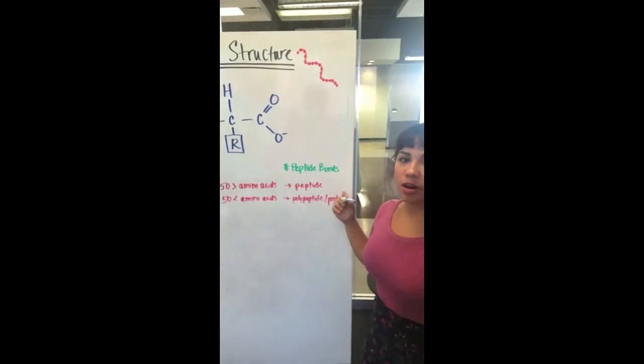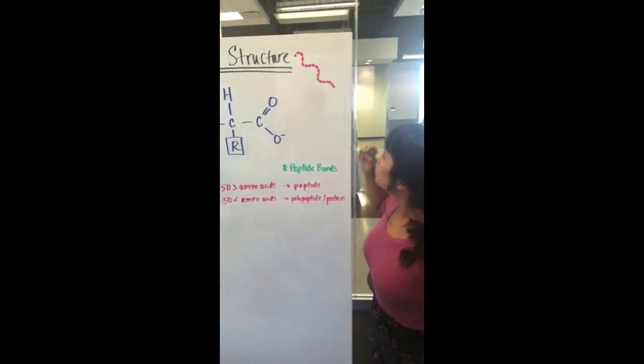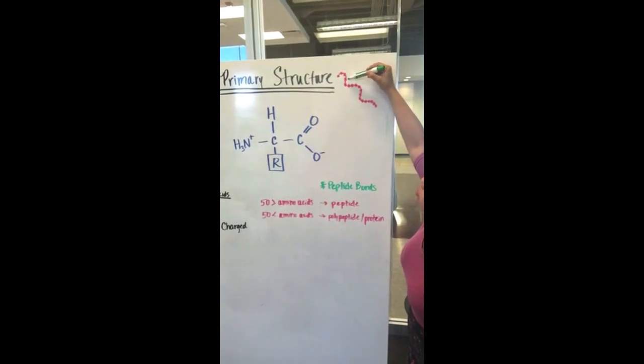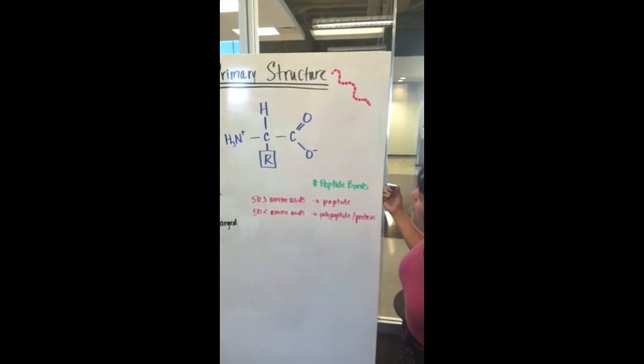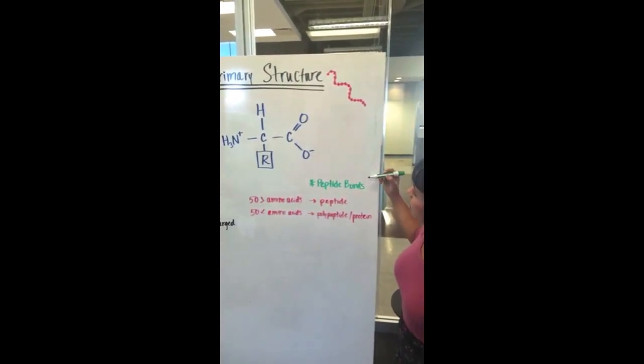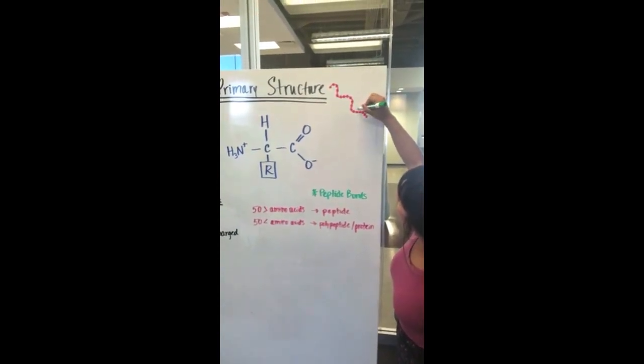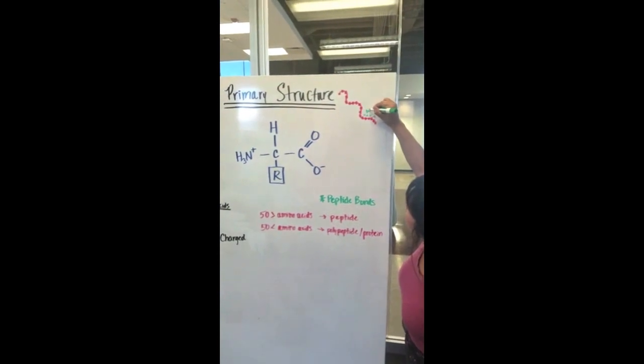Primary structure is a polypeptide chain of amino acids. This is pretty much what it looks like, and every circle is an amino acid. The primary structure is held together by peptide bonds, so that means that between each of these is a peptide bond.